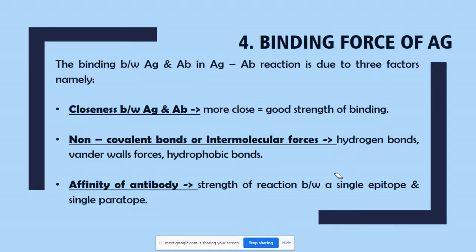Now, this binding force depends on three important factors. First is how close the antigen and antibody are. The closer they are, the stronger the bond formed. These bonds are non-covalent bonds, intermolecular forces, which could be hydrogen bonds, van der Waals forces, or hydrophobic bonds. Different types of bonds, but not covalent bonds. And then we also have the affinity of the antibody, which is the strength of the reaction between a single epitope and a single paratope.